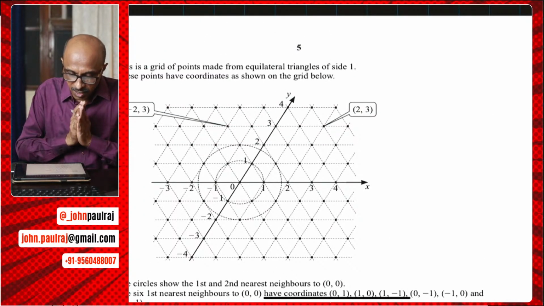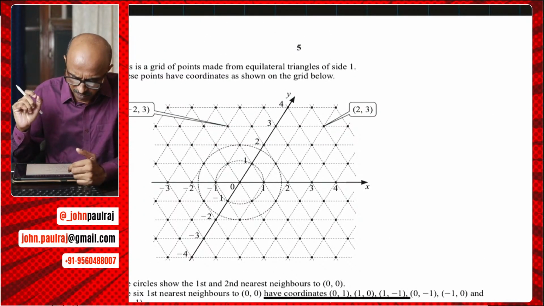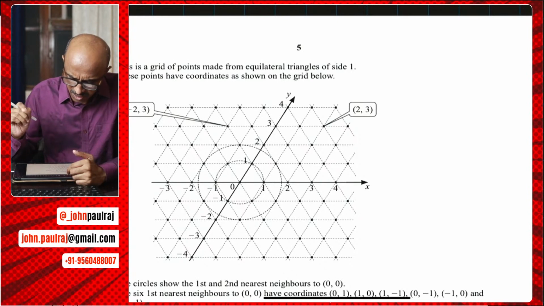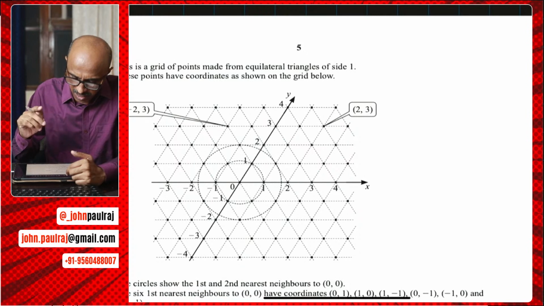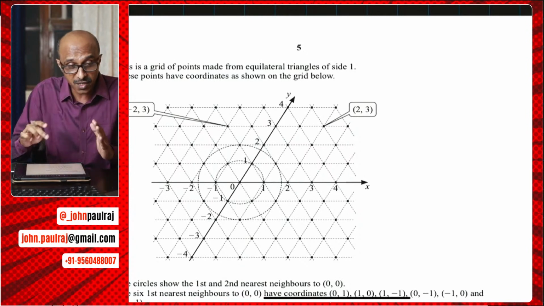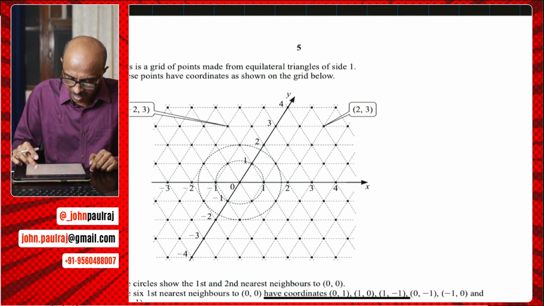This is a grid of points. Now this is a completely different scenario. This is a grid of points made from equilateral triangles of side 1. So you can see that this is not the same rectangular grid, okay? And it's equilateral triangles of side 1.